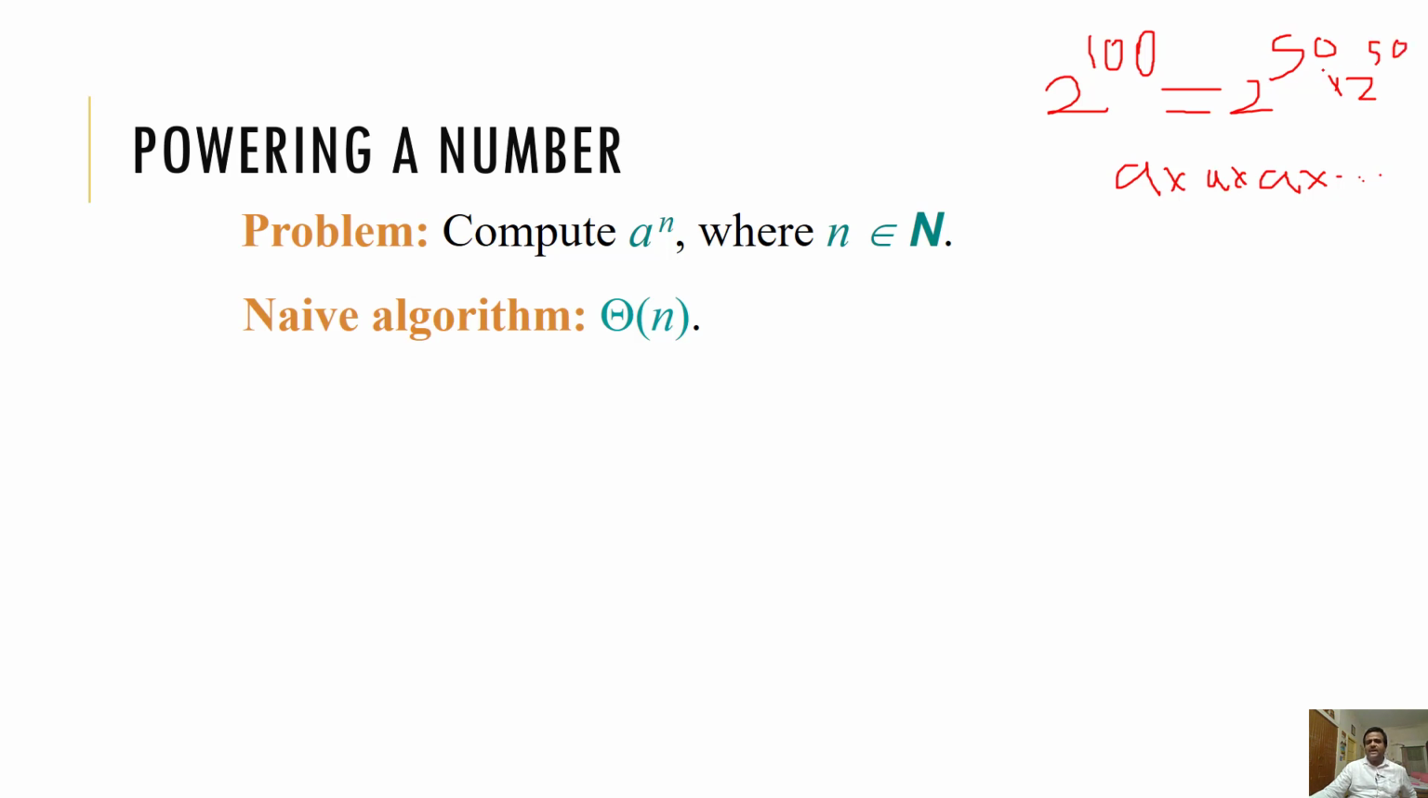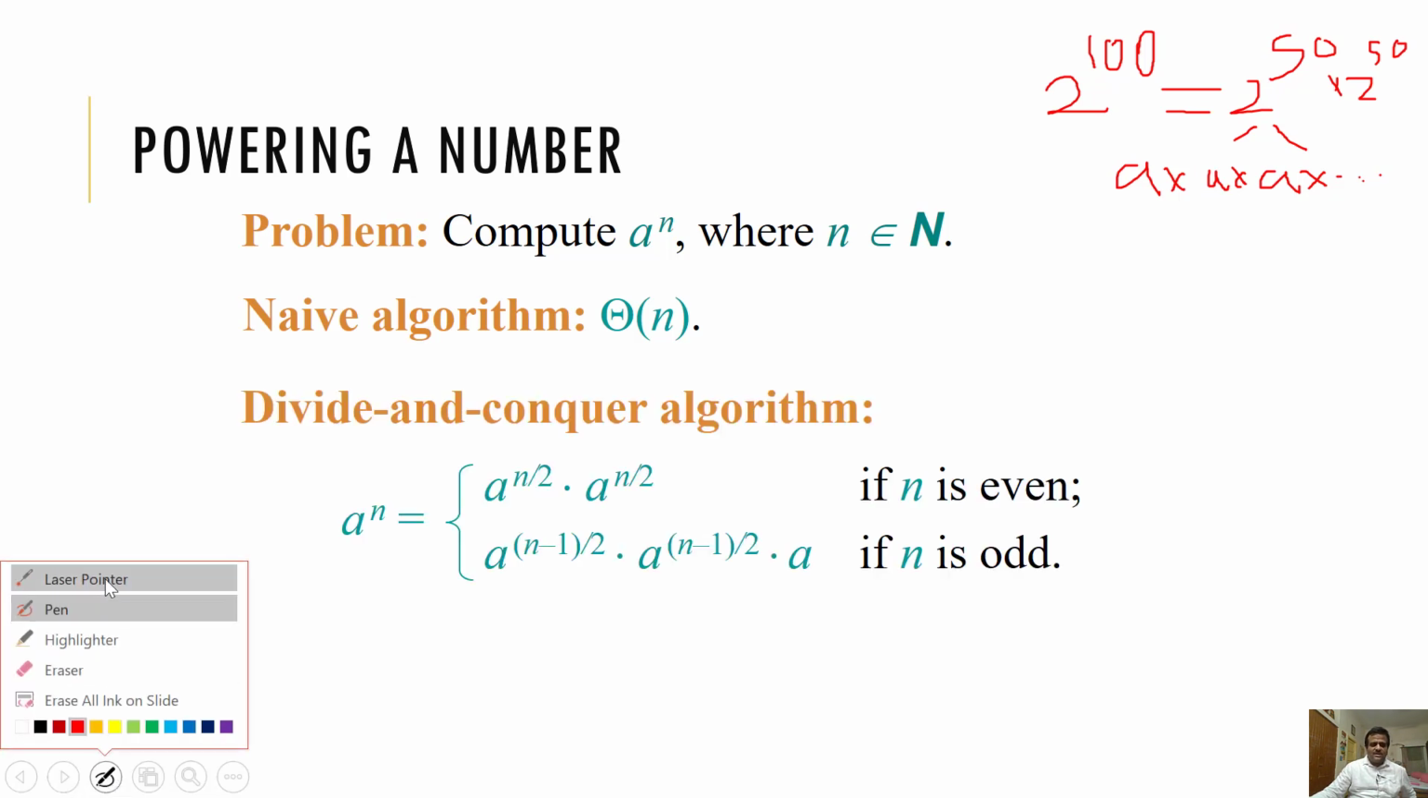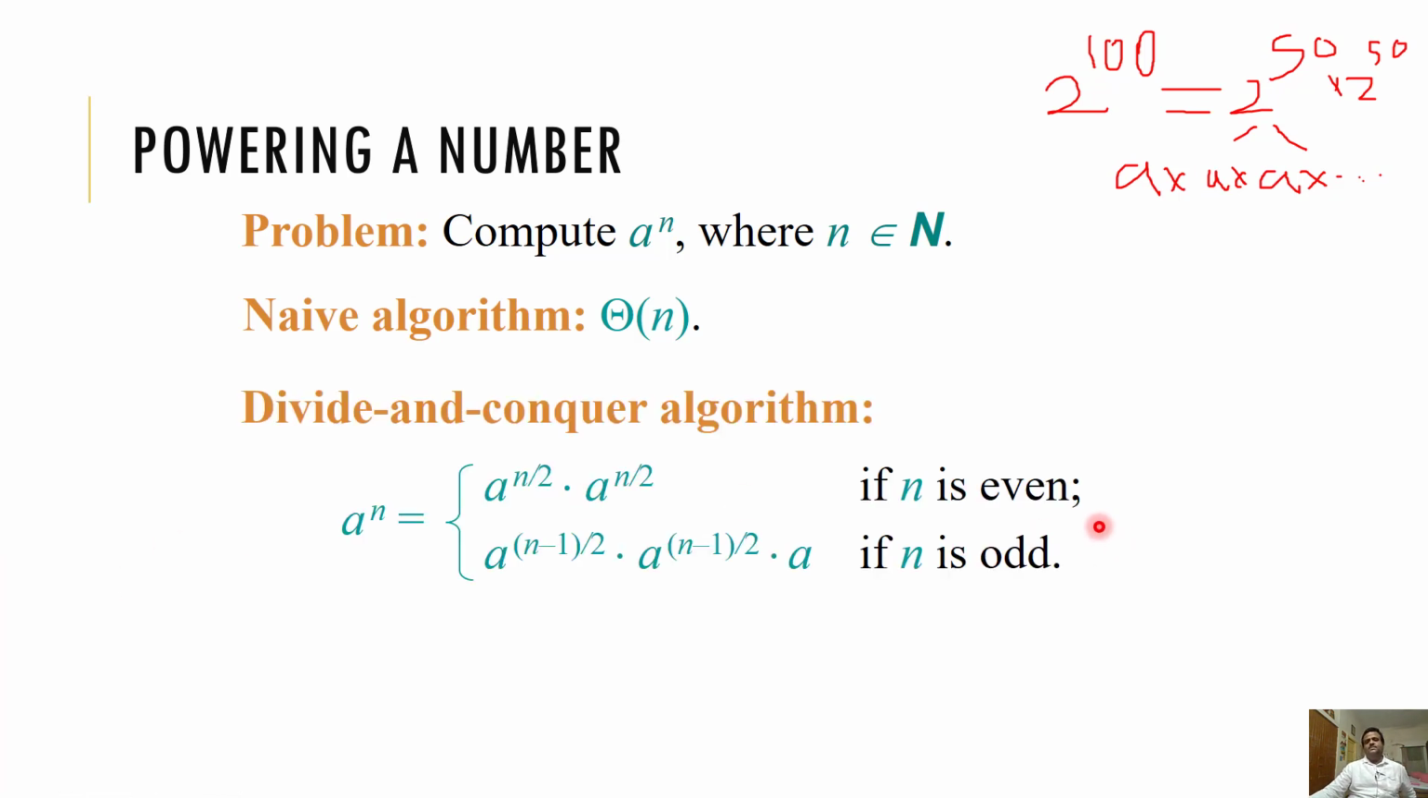So that is the idea. Again, 2 to the power 50 can be written as 2 to the power 25 into 2 to the power 25. So that is the divide and conquer idea. So what is the formula? The formula is this: if n is even, for example this one, then a to the power n is nothing but a to the power n by 2 into a to the power n by 2. That means 2 to the power 100 is nothing but 2 to the power 50 into 2 to the power 50.